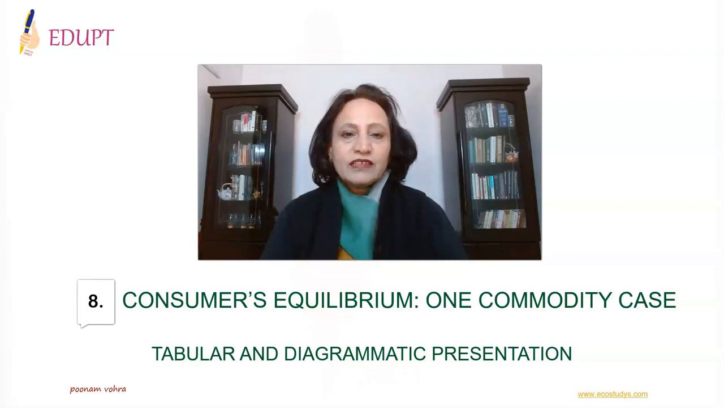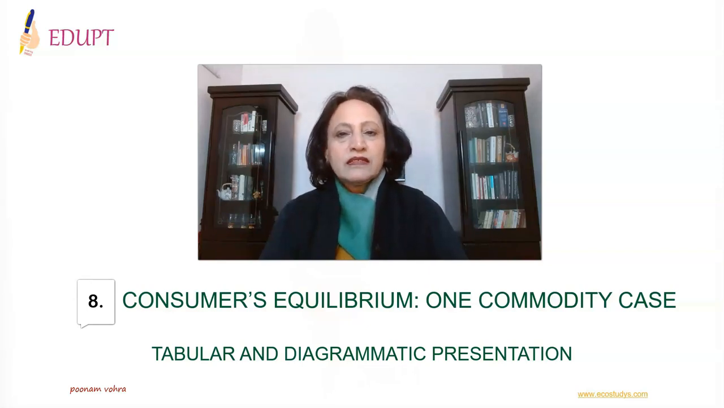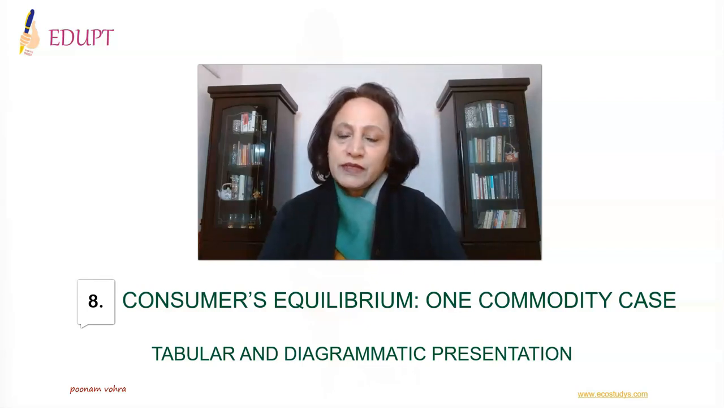I am Poonam Vohra from Microeconomics Learning Center, and in this session you will understand how a theoretical explanation is supported by a numerical example presented in a tabular form, and the same is then represented through a diagrammatic presentation. So one can easily explain consumer's equilibrium through a diagrammatic explanation also. How should we do it?